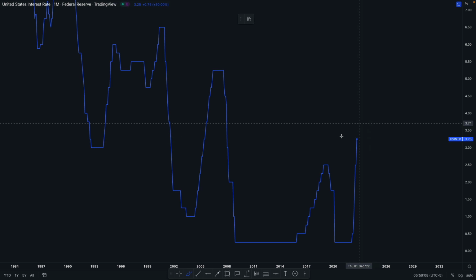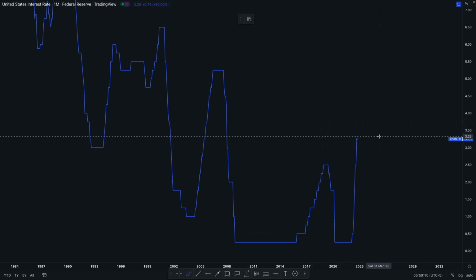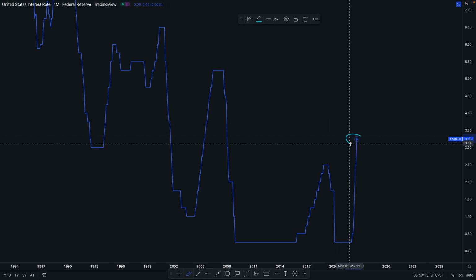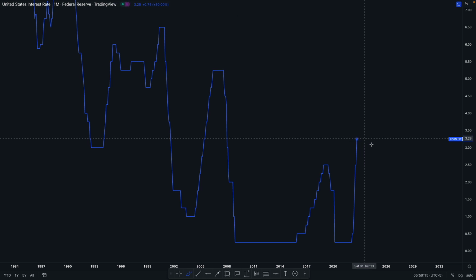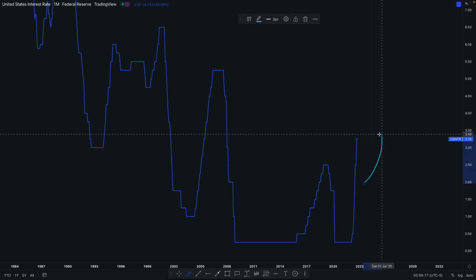Well, obviously a lot of this is going crazy because as the stock market continues to fall and the Fed raises interest rates, so does the rate of these yields as well, which is very important.